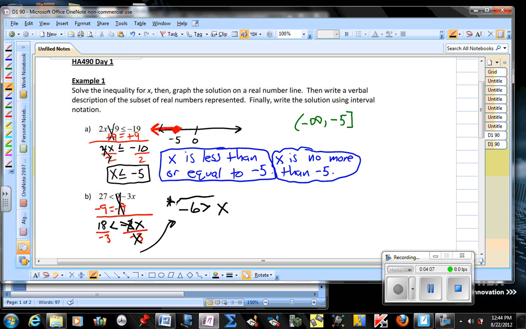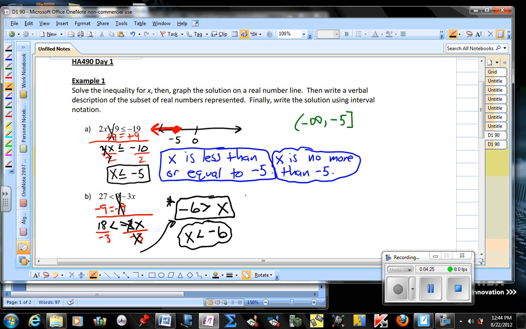So we can leave our solution as it is. Negative 6 is greater than x. Or we can rewrite it with the variable on the left side. If negative 6 is greater than x, x is less than negative 6. We reverse the symbol again when rewriting to get our variable on the left.